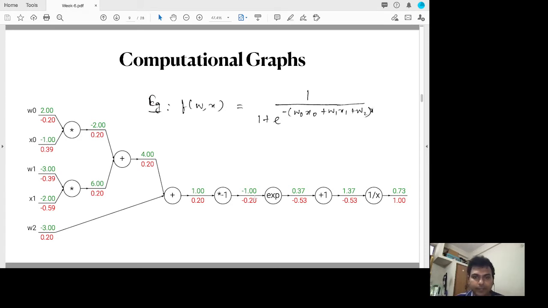Sorry, once again, how did you get 1 by x? Till here you understood that this is the denominator, right? So the final function is 1 by this denominator. That is why you do 1 by x. This 1 by x means whatever comes to its input, you just take 1 by that. Sorry, it's 1 by 1.73, no? 1 by 1.37, correct. Okay, thanks.